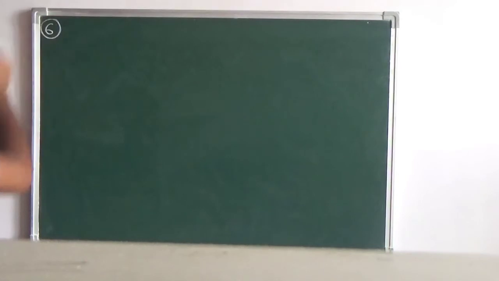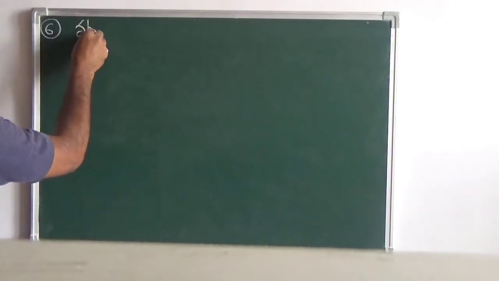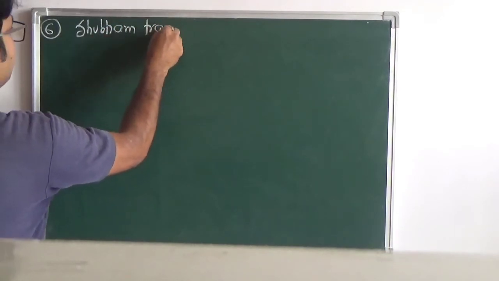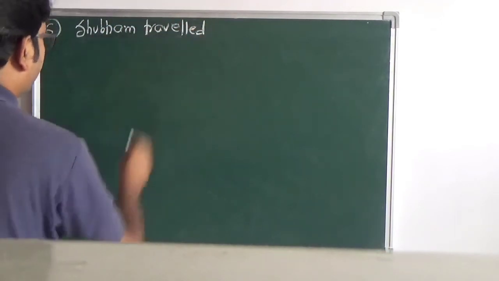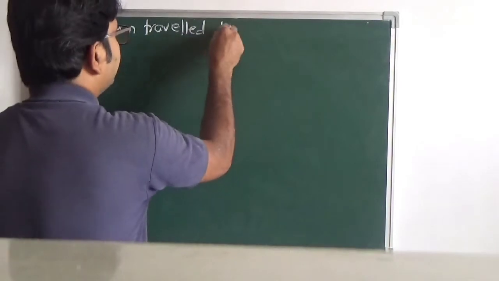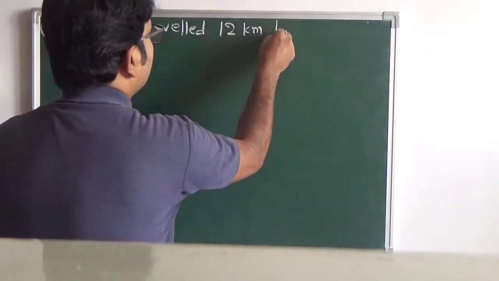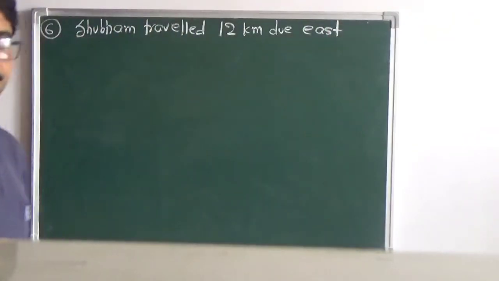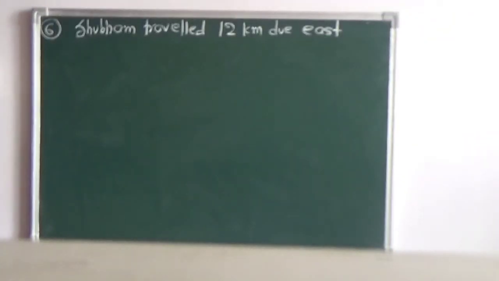This is now question number 6. Four questions we did. Now the next question is: Subham traveled 12 kilometers due east from point P.